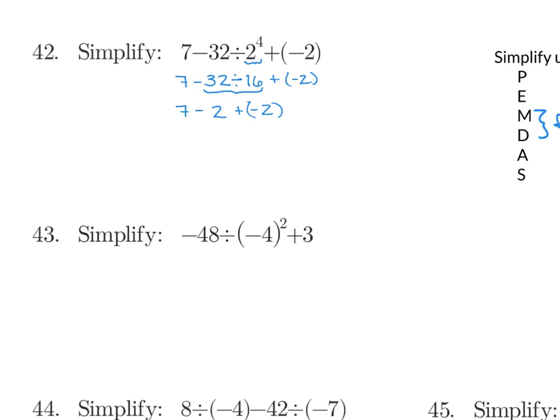And then we can go ahead and add and subtract. I'm going to go ahead and combine my two negative numbers. We have negative 2 and negative 2 combined to give me negative 4. And 7 minus 4 is 3.